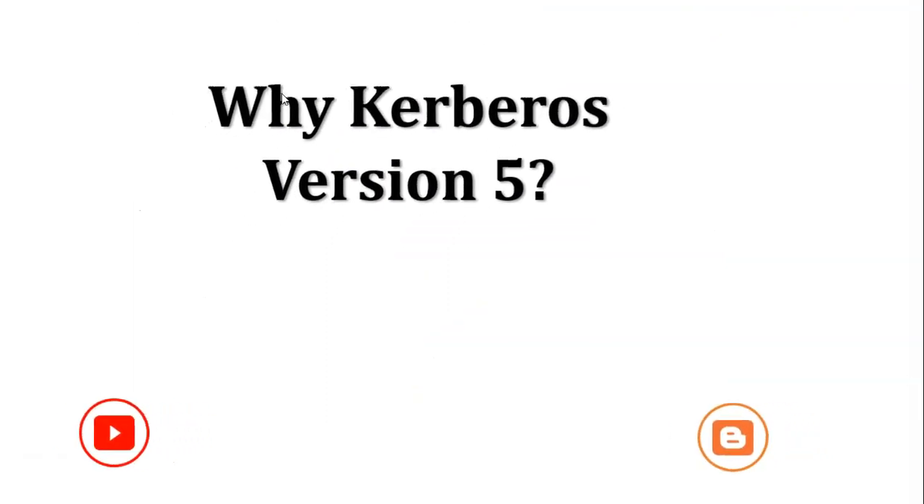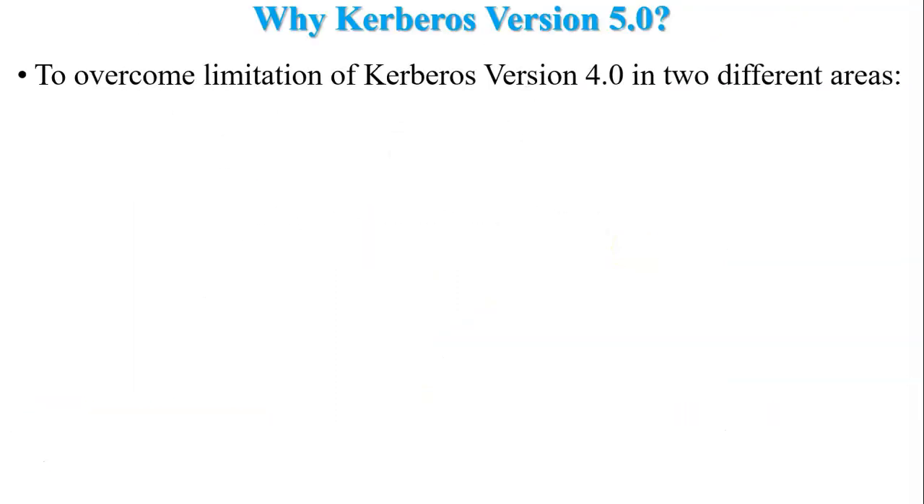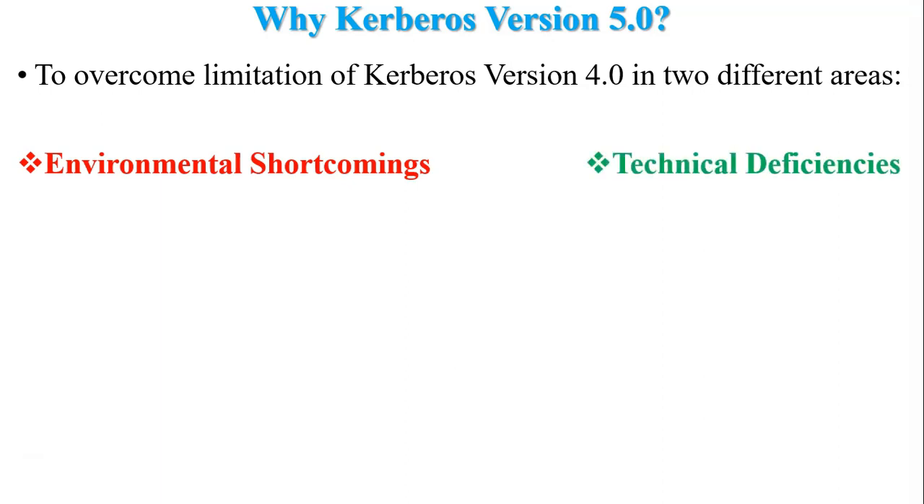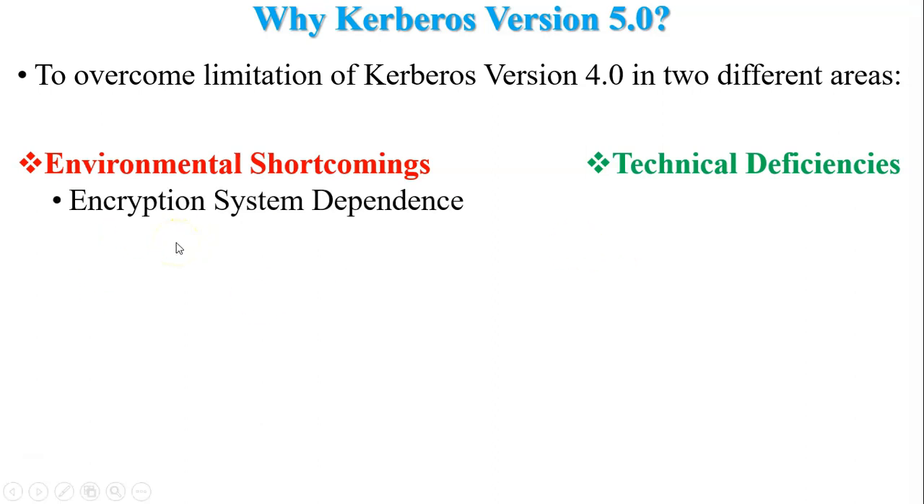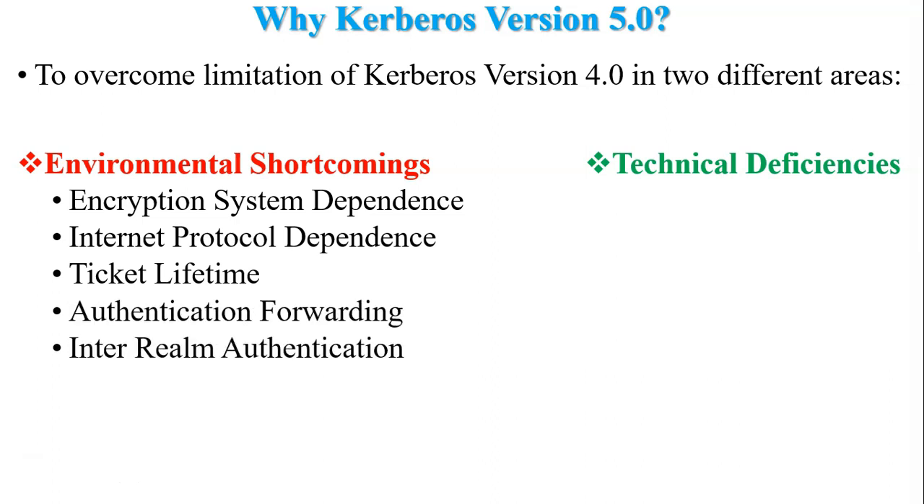Next topic is why Kerberos version 5. Kerberos version 5 is used to overcome the limitations of Kerberos version 4 in two different areas. The first one is environmental shortcomings and the second one is technical deficiencies. In environmental shortcomings, the first topic is encryption system dependence. The second one is internet protocol dependence. The third one is ticket lifetime. The fourth one is authentication forwarding. And the fifth one is inter-realm authentication.